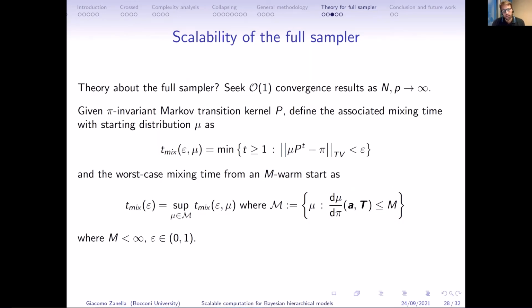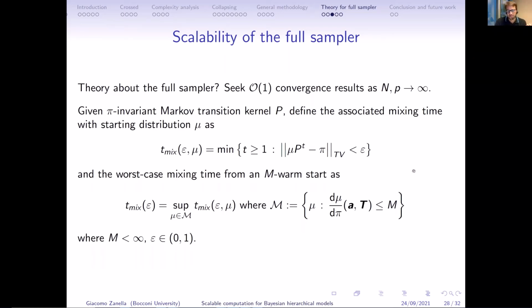So let's define exactly which mixing time we're going to use. Given a pi-invariant Markov transition kernel P, we define the associated standard mixing time as the total variation mixing time with starting distribution mu. This is the first time where the distribution of the chain starting from a distribution mu, which could either be a Dirac delta at a point or a diffuse start, after T iterations is close to pi in total variation distance than epsilon.